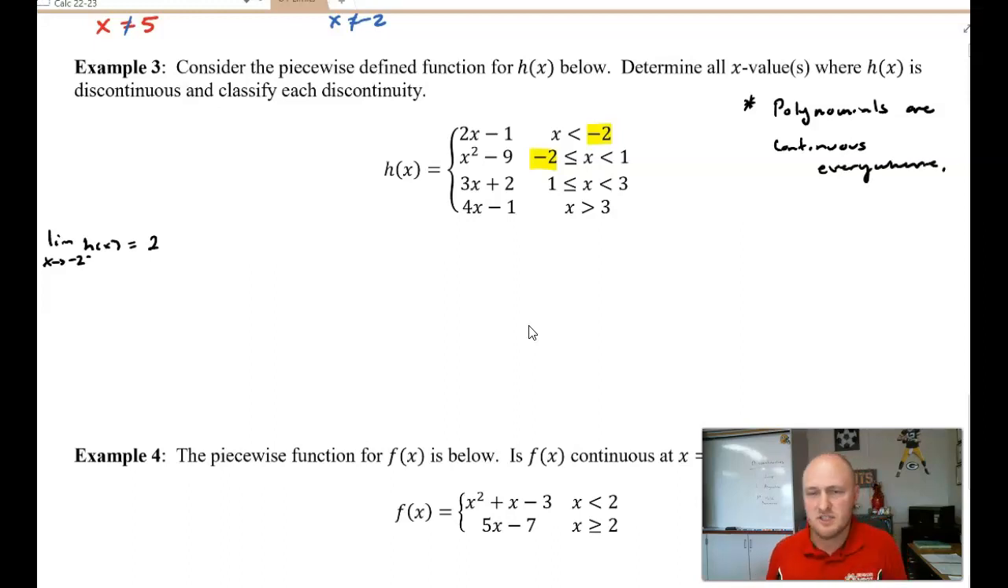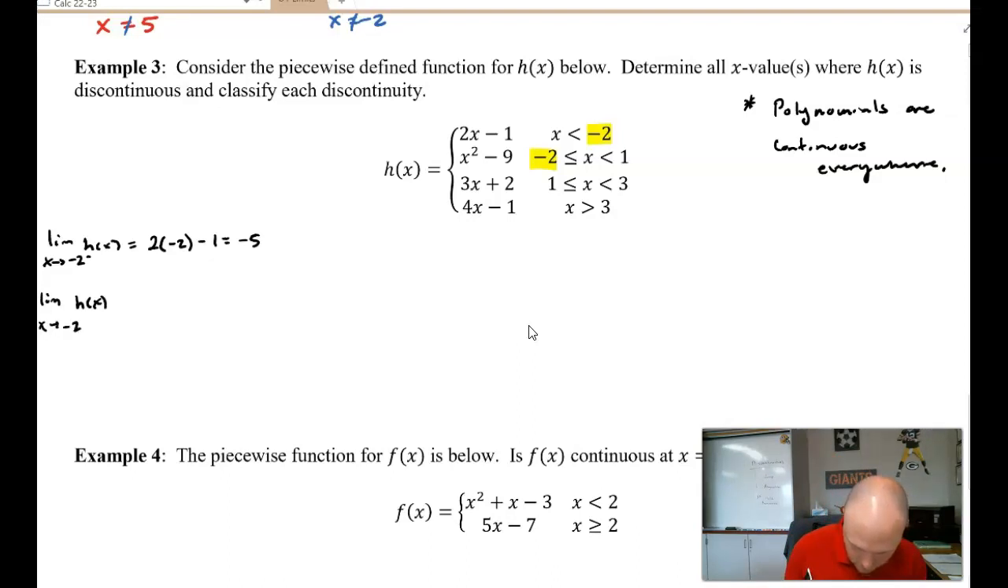Okay, so 2x minus 1, that's a polynomial, continuous everywhere. So I can go ahead and plug in -2 minus 1, and we get -5. So the limit from the left, the function's approaching -5. Now how about the limit of h of x as x approaches -2 from the right? I'm going to use that right piece, x squared minus 9. I can plug in -2 here, squared minus 9. That's 4, take away 9, that's -5.